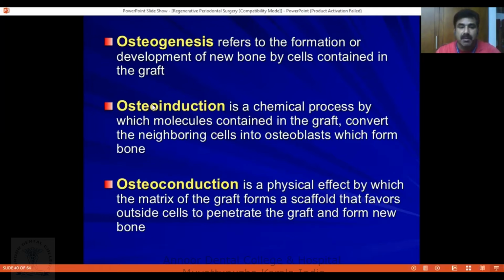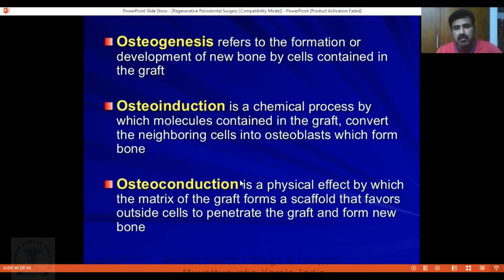Now suppose when you place a bone graft, this graft contains certain proteins or mediators or factors which can activate the neighboring cells to differentiate into osteoblasts and produce bone. Such a property is known as osteoinduction. This property is there for bone grafts which mainly have mediators called BMPs, or bone morphogenetic proteins. The allograft, that is a decalcified freeze-dried bone allograft, belongs to this category of osteoinduction.